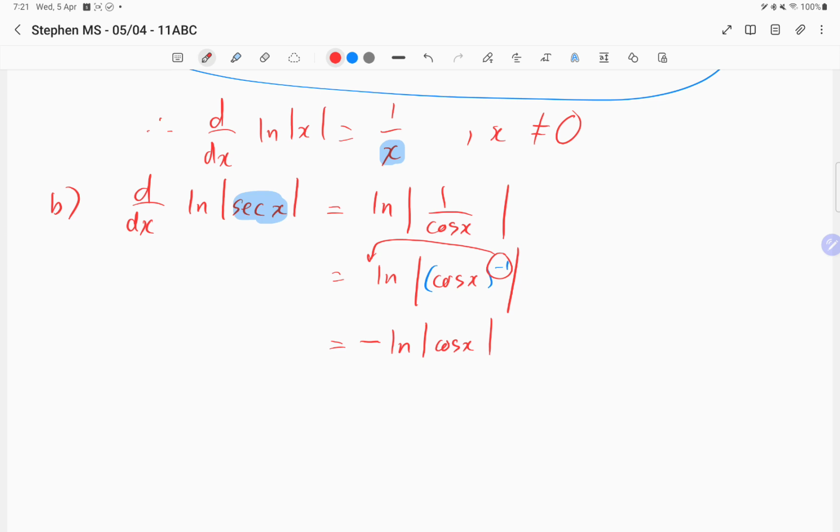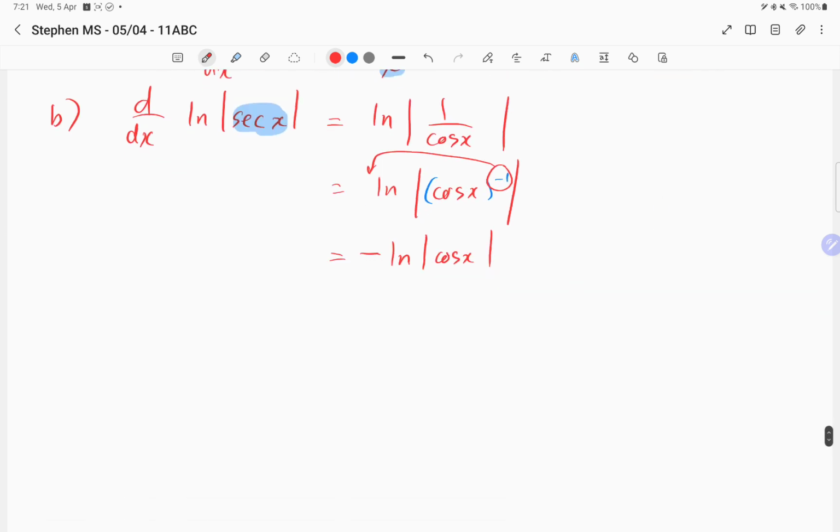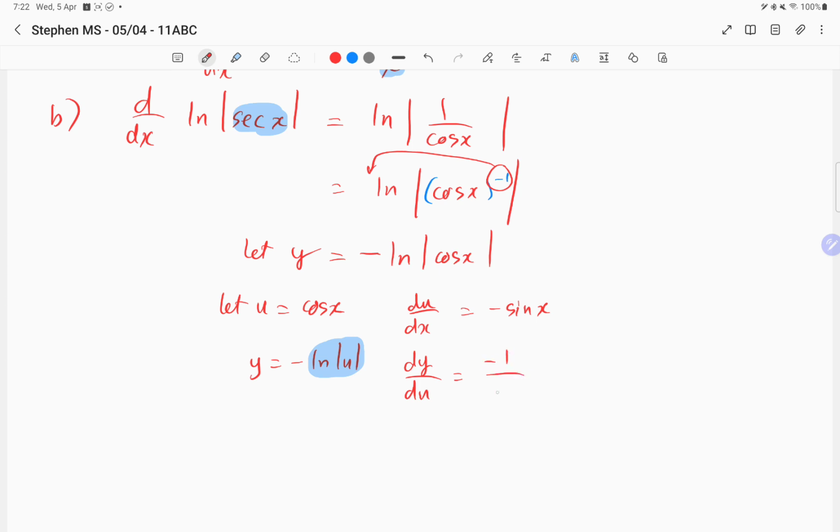Given this, now you need to use the chain rule. Let u equal cos x, and so du over dx would be negative sin x. Then let y equal this, so y would be negative ln absolute value of u. Remember, we just proved what happens when you derive this. So dy over du would be simply negative 1 over u, because we're differentiating with respect to u.